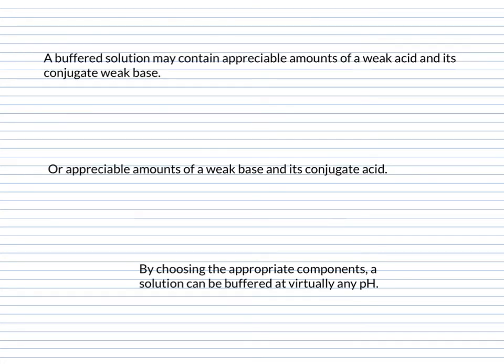So a buffered solution may contain appreciable amounts of a weak acid and its conjugate weak base. So for instance, it might contain HF and sodium fluoride. Now obviously the sodium ion part isn't important. So it might contain HF and F minus, a weak acid and its conjugate weak base.